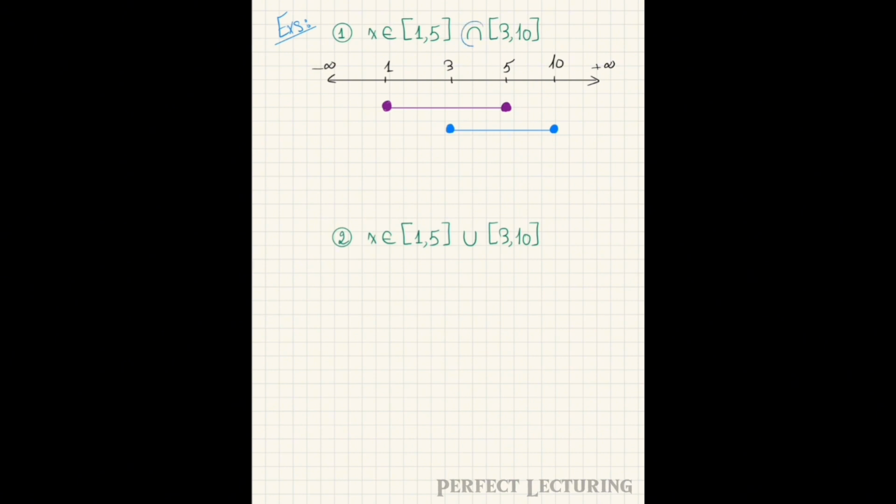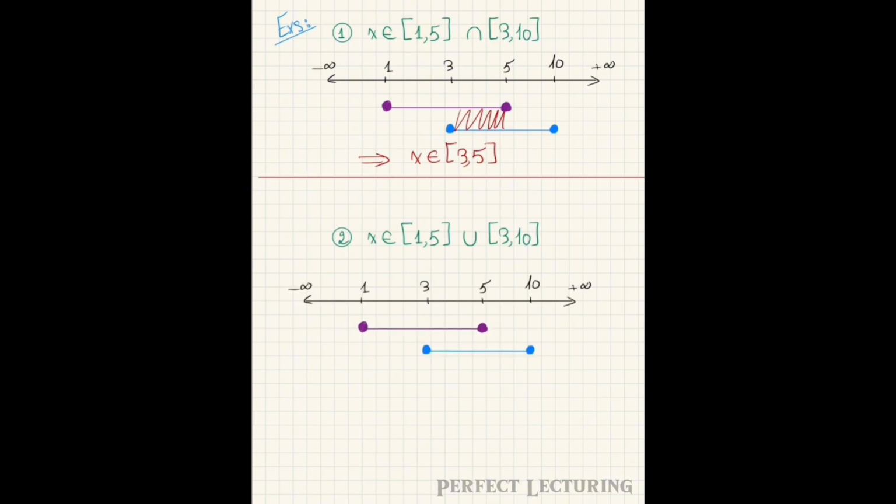Now, since we have an intersection, this means we only consider the region where both segments overlap, which is this. So as a result, we can say that x belongs to the closed interval 3, 5. In the case of the union, since the union means or, it is sufficient that x belongs to at least one of the intervals, so we consider everything where there is a segment. This means that x in this case belongs to the closed interval 1, 10.